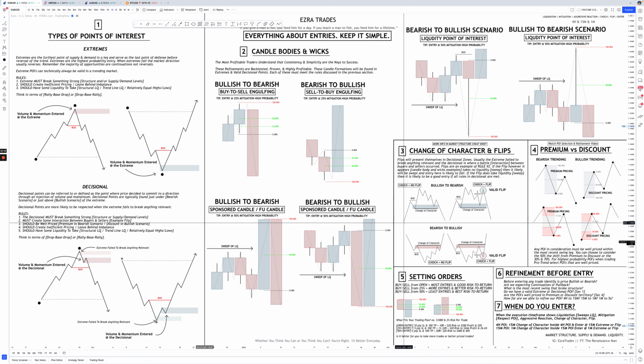Now you're in the 15-minute. This is what the 1 minute should look like as you drop down. You should see a change of character, right? And you should see some sort of flip. And you're going to decide to enter at the extreme or the decisional, which is going to be a flip that swept liquidity. Hopefully that makes sense. That's all of part 1.